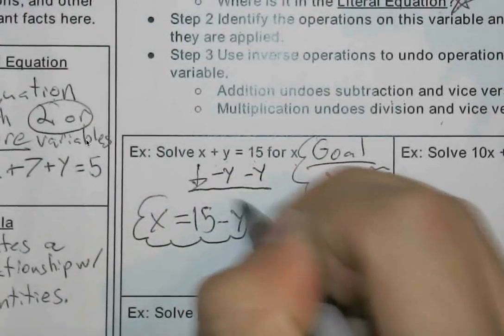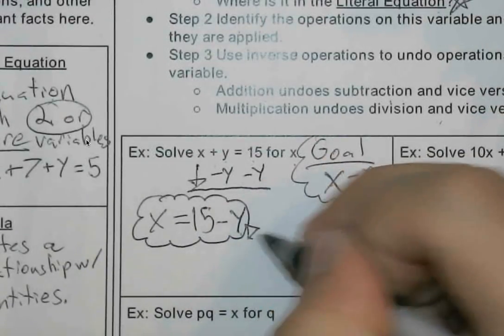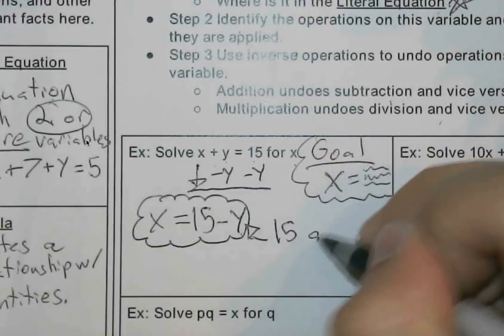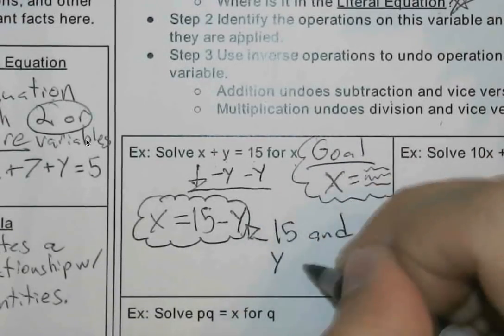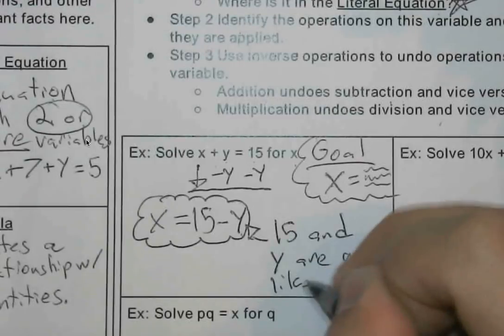And I think where students trip up is that they'll try to take this further, but note, 15 and y are not like terms. It's really crucial to acknowledge that.